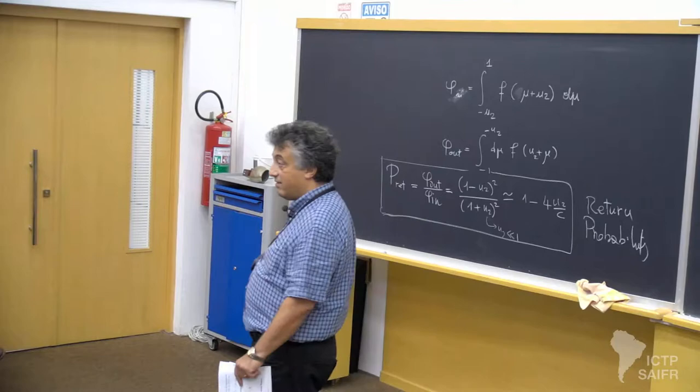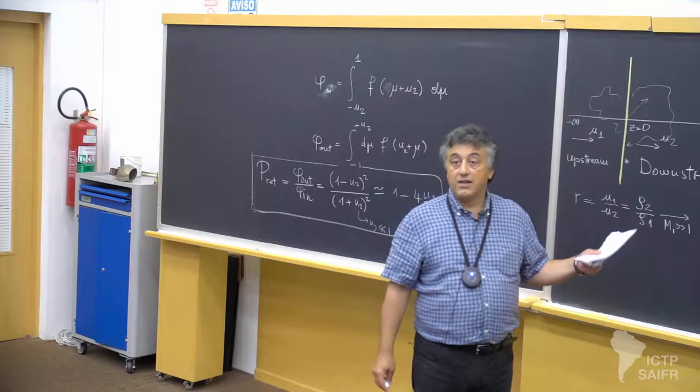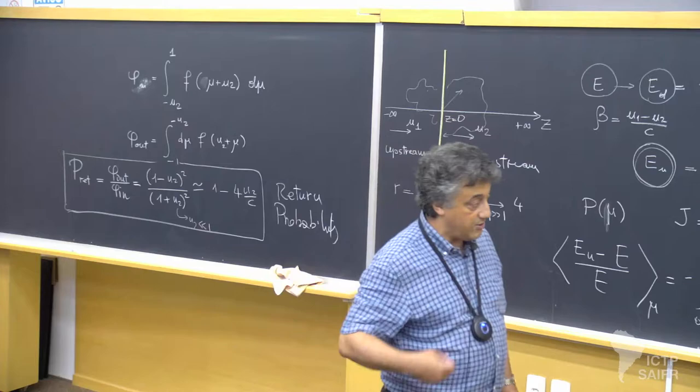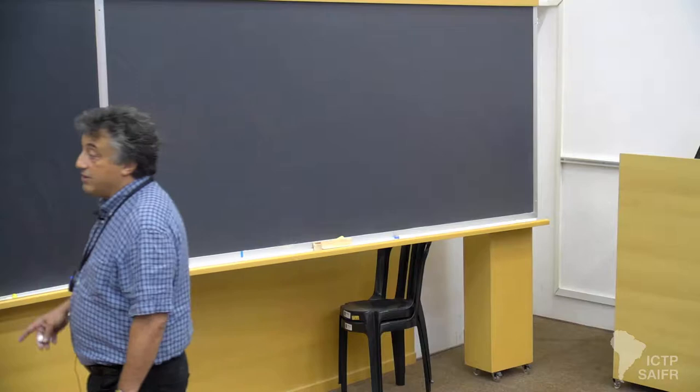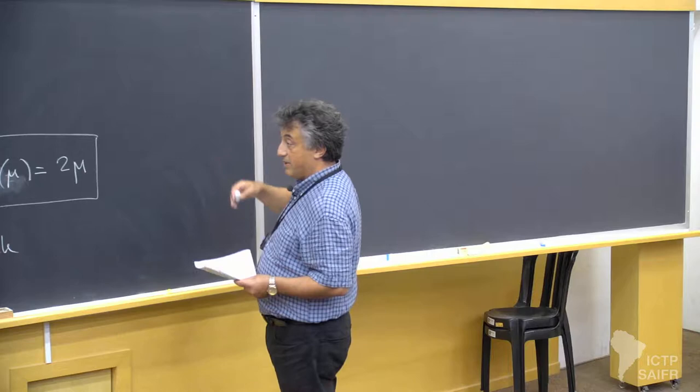You understand that the spectrum will depend on the energy gain per cycle, so how much energy you gain every time you cross, but also on the probability for the particle to remain in the acceleration region rather than getting out of it, right? So in order to do this exercise, we'll do it quickly so that we can go to more advanced topics.